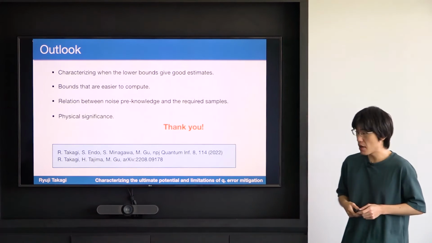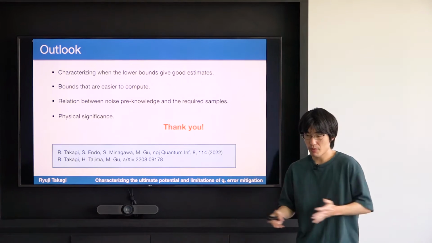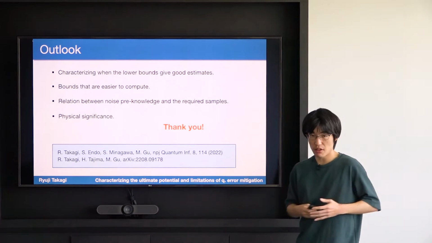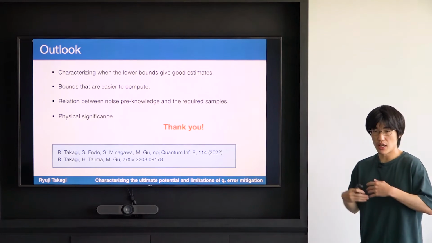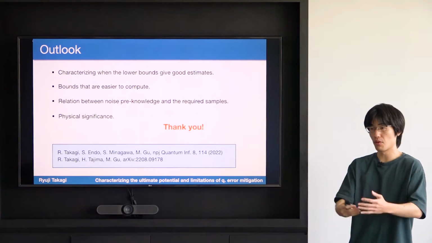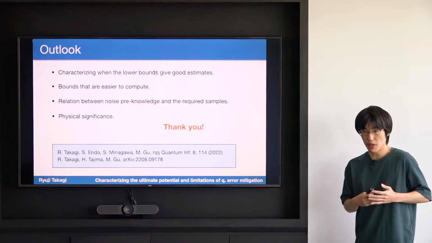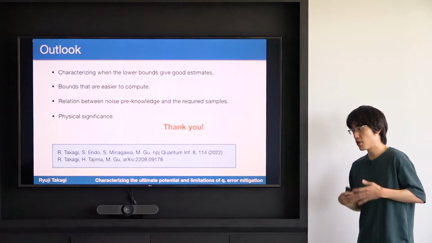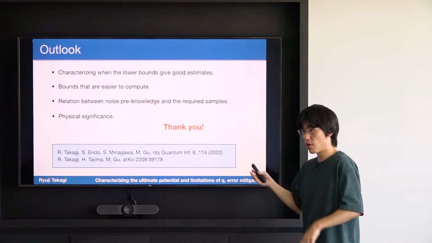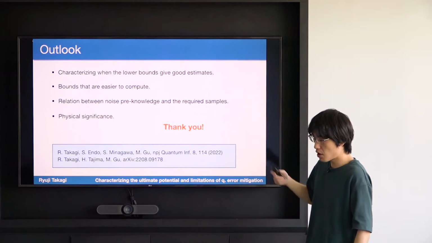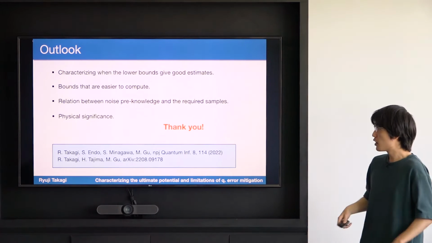So as an outlook, in a broad sense, I hope to see more progress along this line of general understanding of error mitigation, and that would also lead to a general understanding of the power of NISQ devices. There has been rapid progress recently. There is one recent paper, this week, that also extended and improved our results in some sense. So I hope to see more of those results.